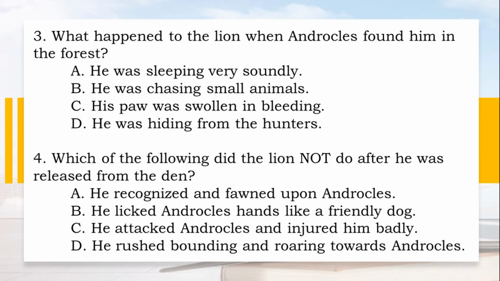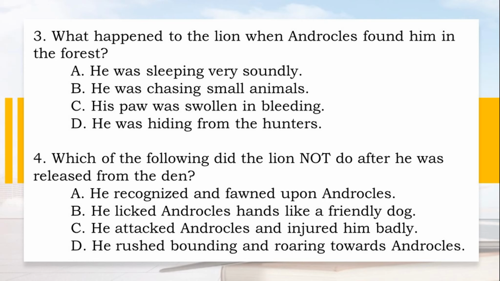3. What happened to the lion when Androcles found him in the forest? A. He was sleeping very soundly. B. He was chasing small animals. C. His paw was swollen and bleeding. D. He was hiding from the hunters.